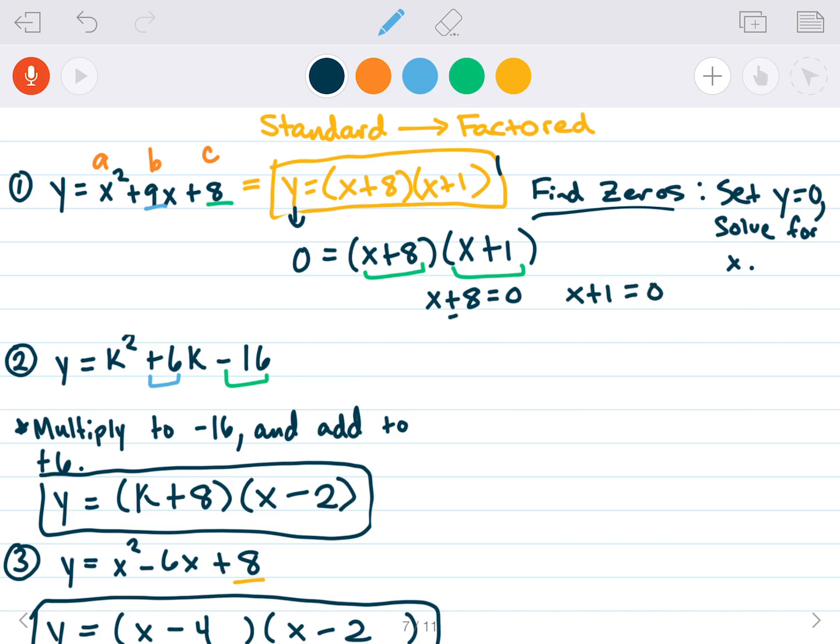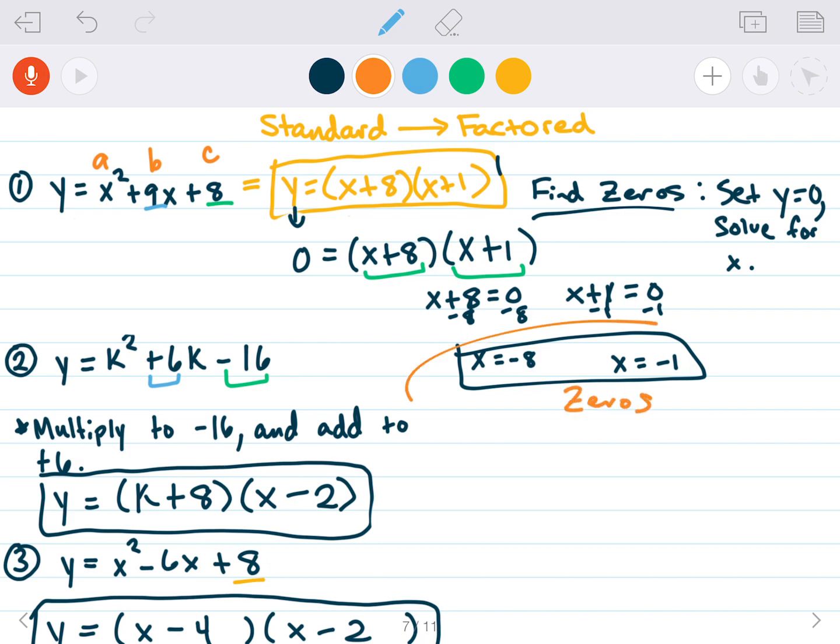So to solve this, I have to subtract 8 from both sides, and I get x equals negative 8. And over here, I can subtract 1 from both sides and get x equals negative 1. So these are my zeros. These are the x-intercepts, where the graph is going to cross the x-axis. So let's do one more example from this page.